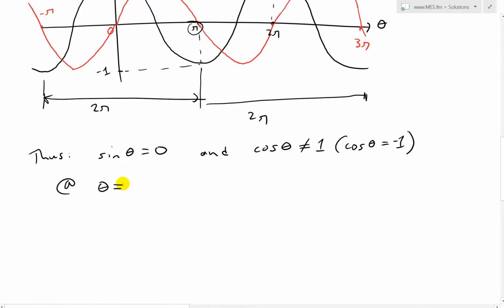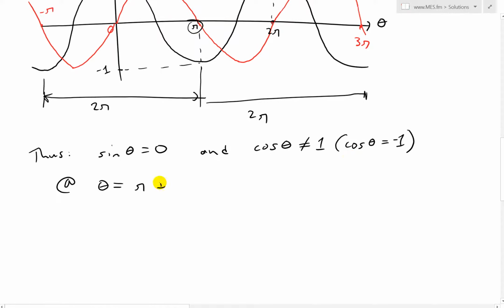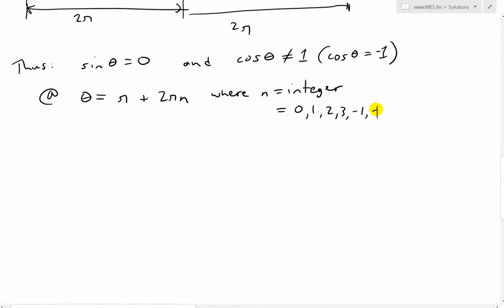And this is at theta equal to, we can start off at pi right here, and then we could just add every 2 pi, 2 pi n, where n is an integer. In other words, we could have n equal to 0, 1, 2, 3, or -1, -2, etc. And you can see how this plays out. If you have 0, we just get pi. If we have 1, we get 2 pi plus pi, which is 3 pi. If we have -1, we get pi minus 2 pi.